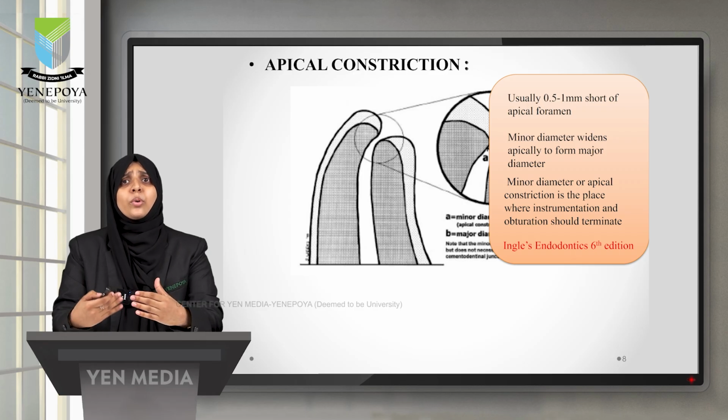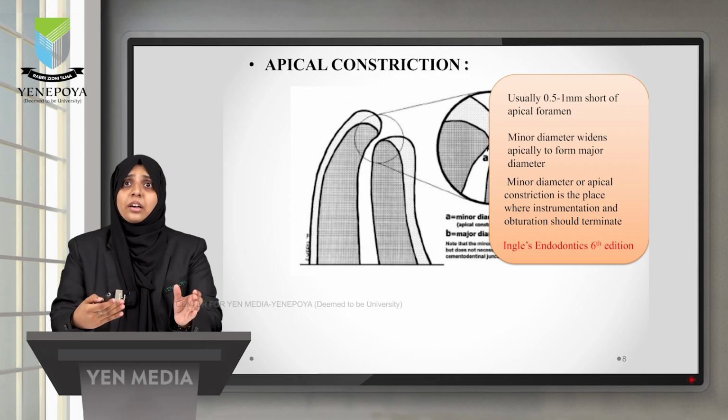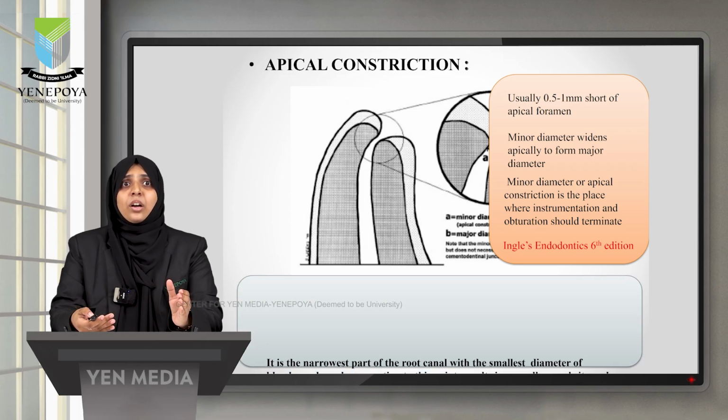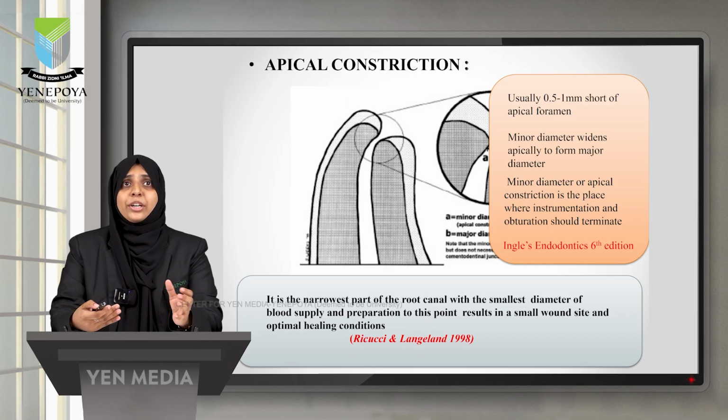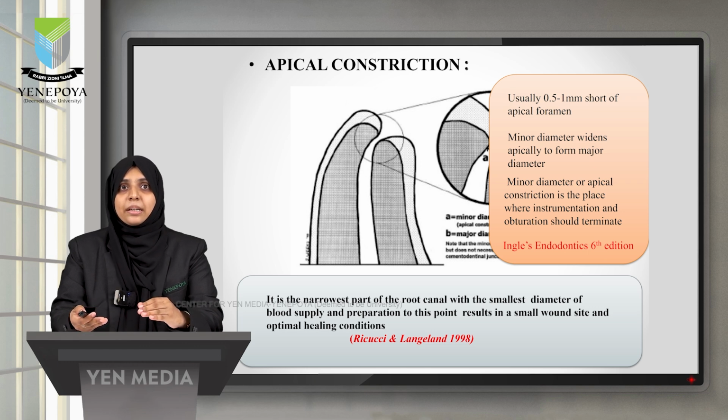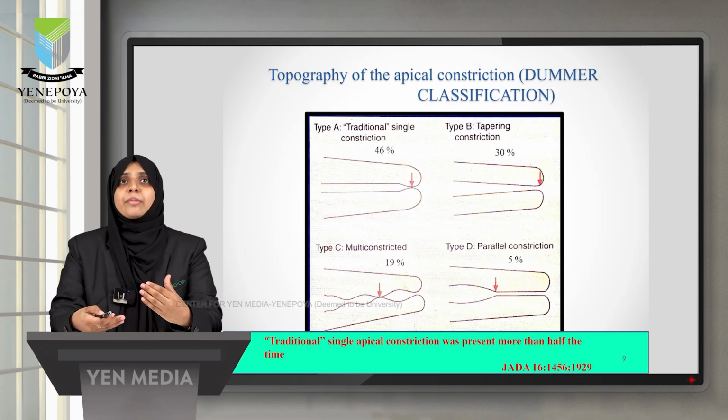Now, the way to terminate the root canal system, it's mostly said that we need to terminate the instrumentation or the obturation at this part, that is the apical constriction or the minor diameter. Now why is it so? Why do we have to terminate at the apical constriction? Because, as I said, the apical constriction is the narrowest diameter of the root canal system, and it has the smallest diameter of blood supply, which will help us to have better wound healing. Now coming to the apical constriction classification given by Dummer, that is Dummer's classification.